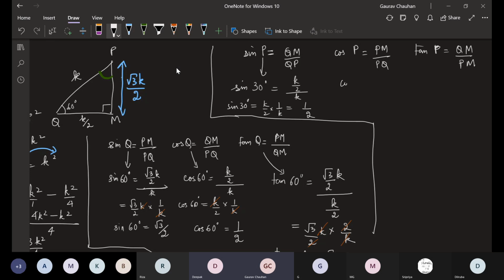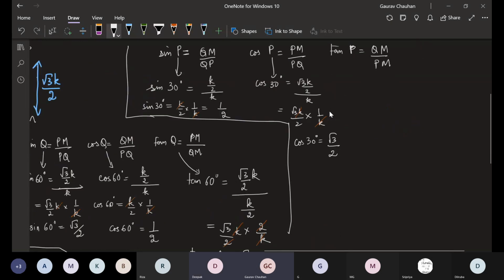Okay. Cos 30. Cos 30 is root 3K by 2, sir. Root 3K by 2 by K. Then root 3K by 2 into 1 by K, sir. K will get cancelled, sir. K and K get cancelled. That's equal to? Root 3 by 2. Cos 30 is equal to root 3 by 2. Matches with your table? Yes, sir.